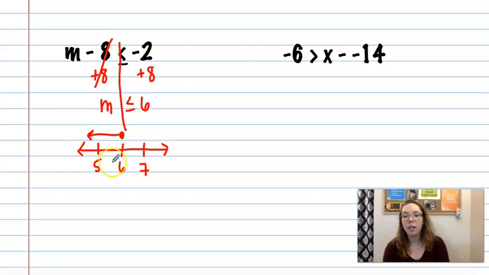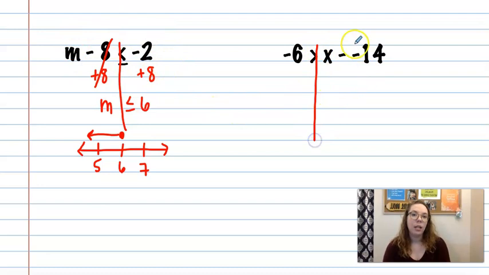So everything, including 6, that's smaller than 6 is a solution. So I could plug in 4 and it would work. I could plug in 5 and it would work. I could plug in negative 3 and it would work. But if I try to plug in 7, it will not make this true.